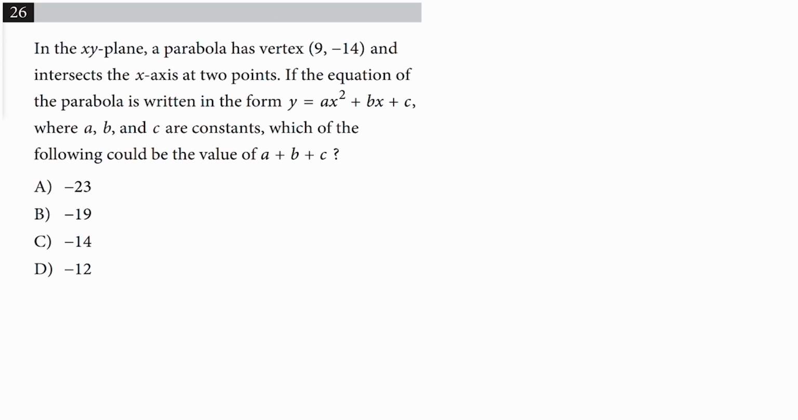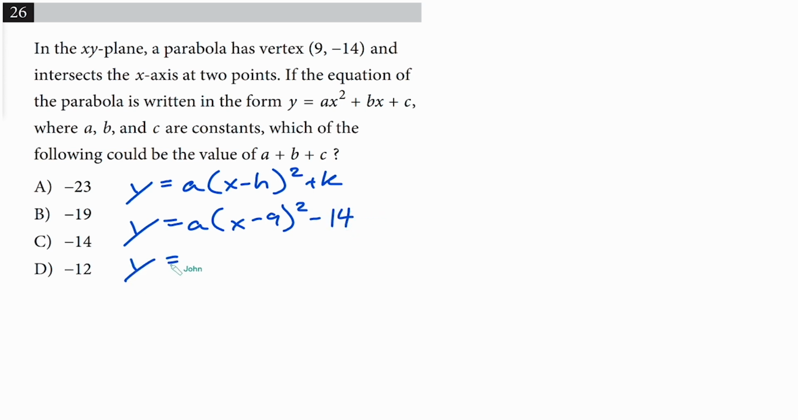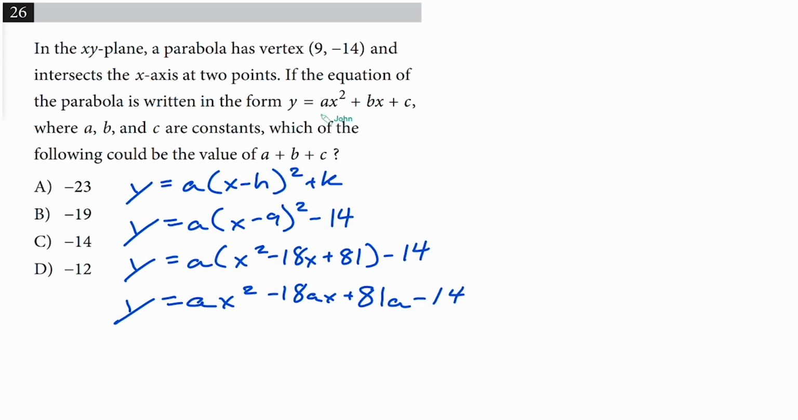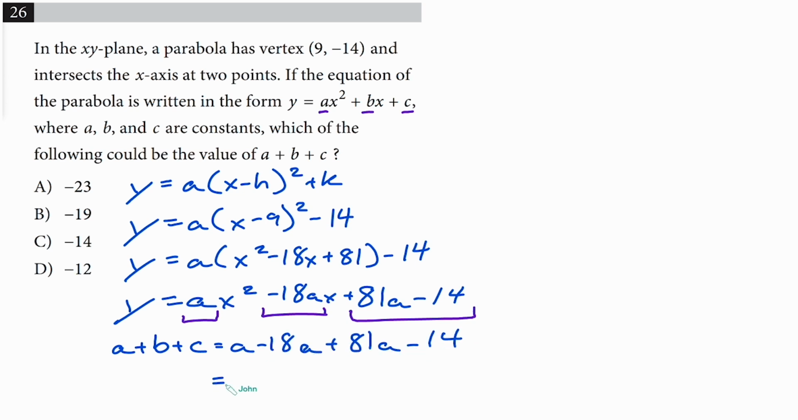given the vertex. So let's start by writing this equation in vertex form, converting it to standard form, and then adding the coefficients. We start with y = a(x - 9)² - 14. We'll expand that out and then distribute the a. We want to know the sum of these three constants, so that's a - 18a + 81a - 14. This simplifies to 64a - 14.